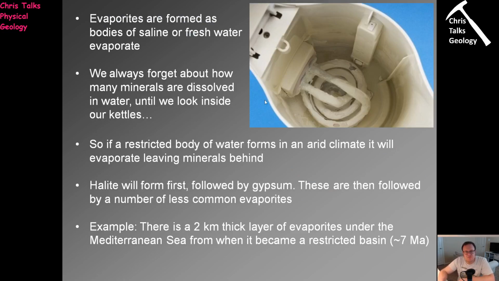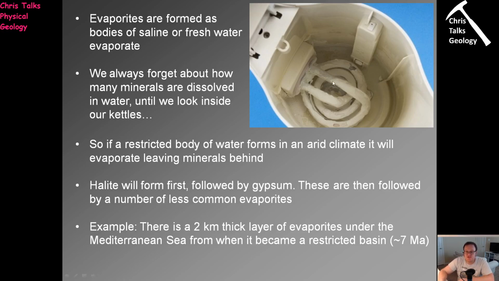So, in terms of evaporites, as discussed, evaporites are formed when bodies of water evaporate away. The water can't take the dissolved minerals with it. And a classic example of that is inside a kettle. So here's the interior of a kettle, and you can see it's covered in limescale. If you have ever drained a water heater in the attic of your house, you will also be very, very familiar with limescale.